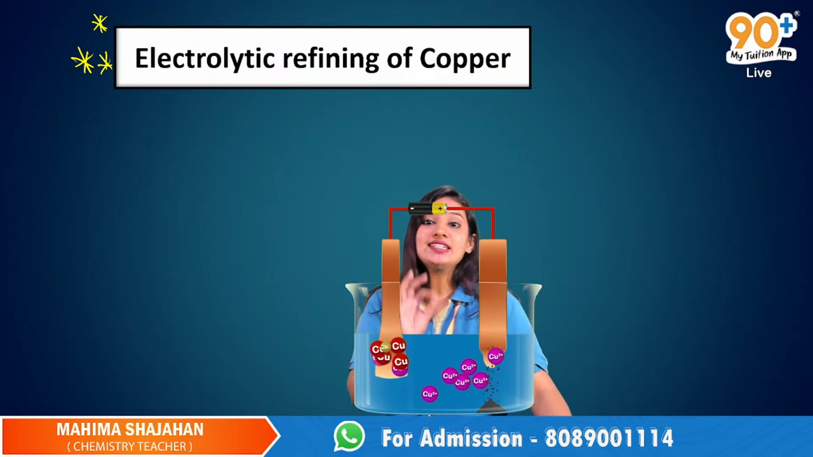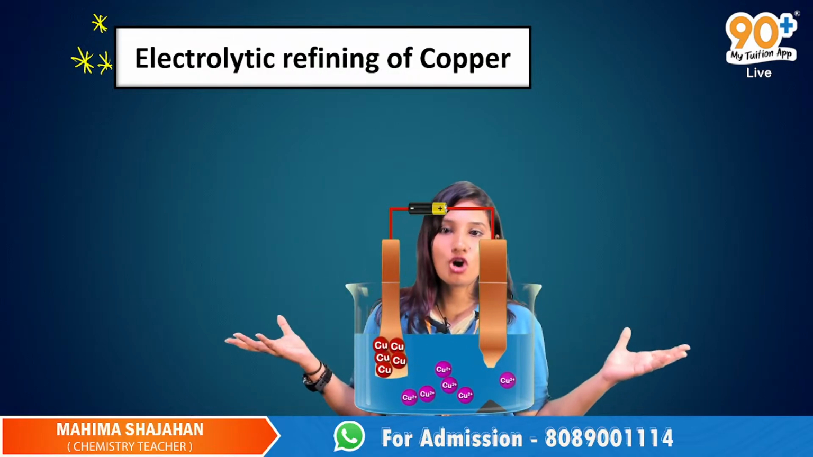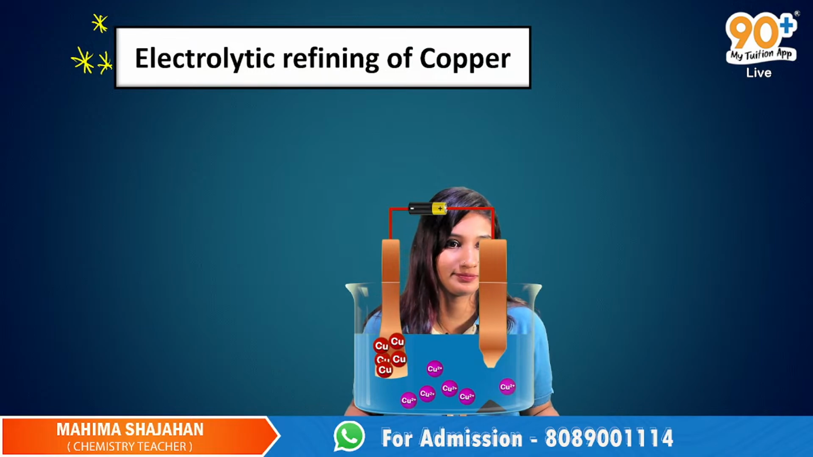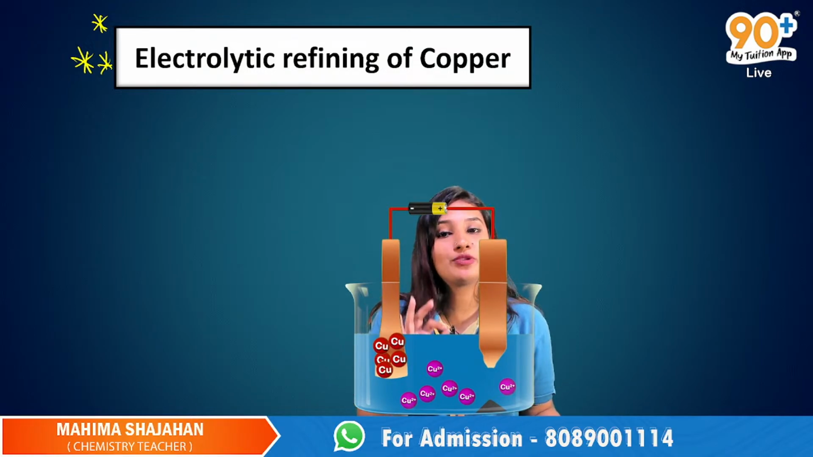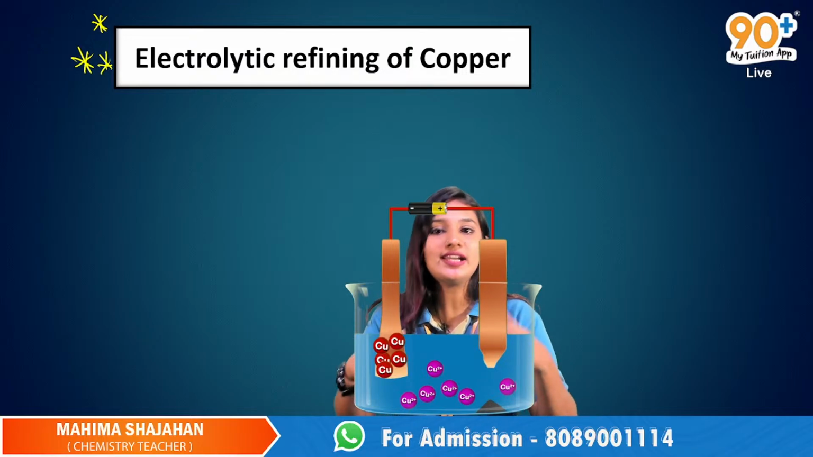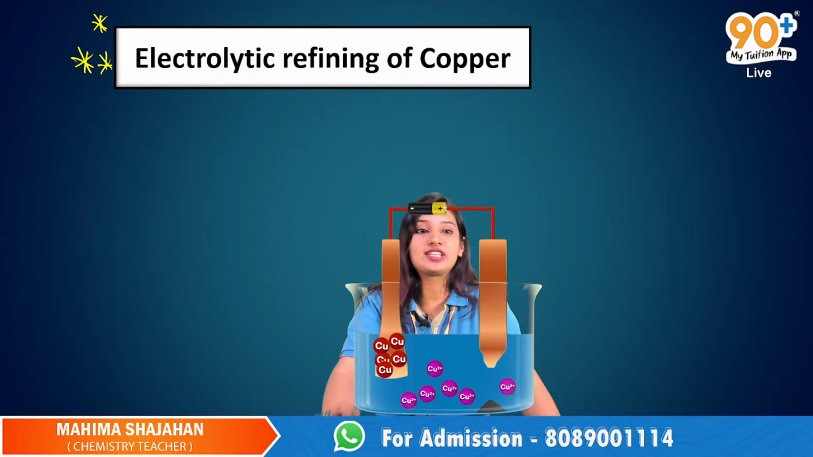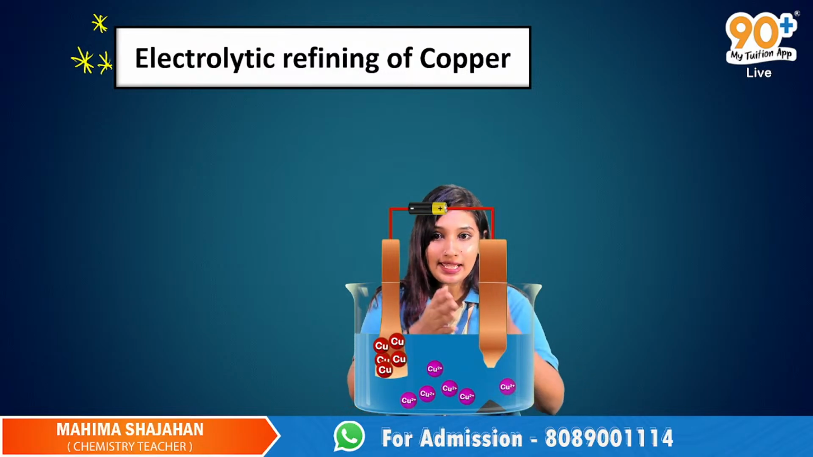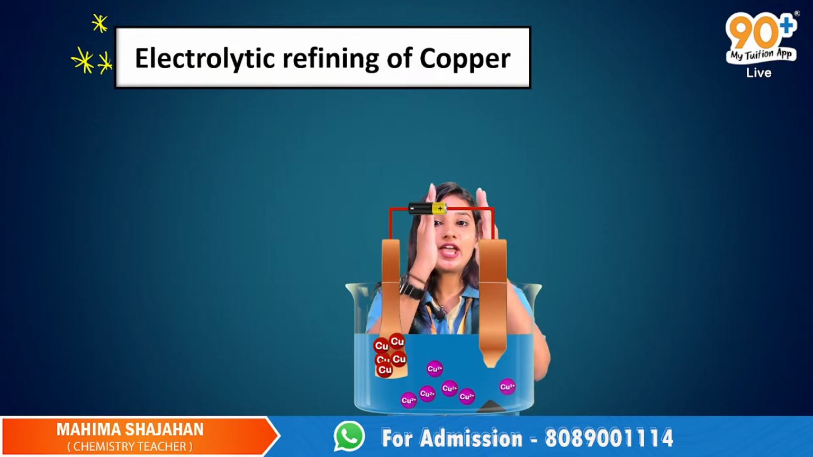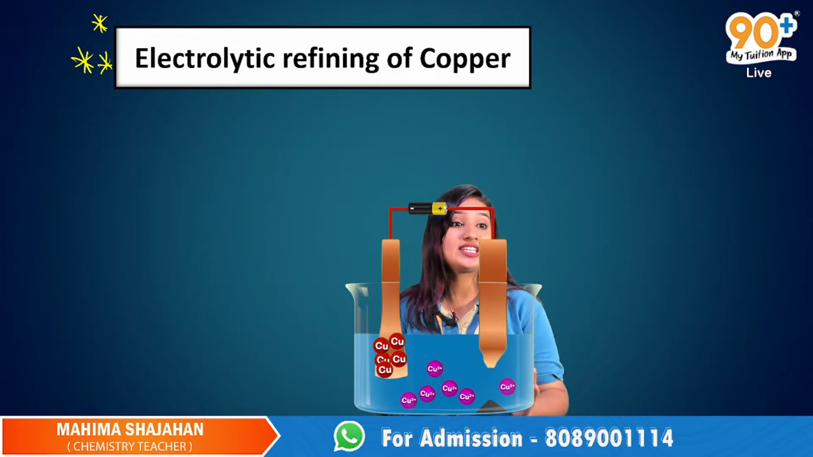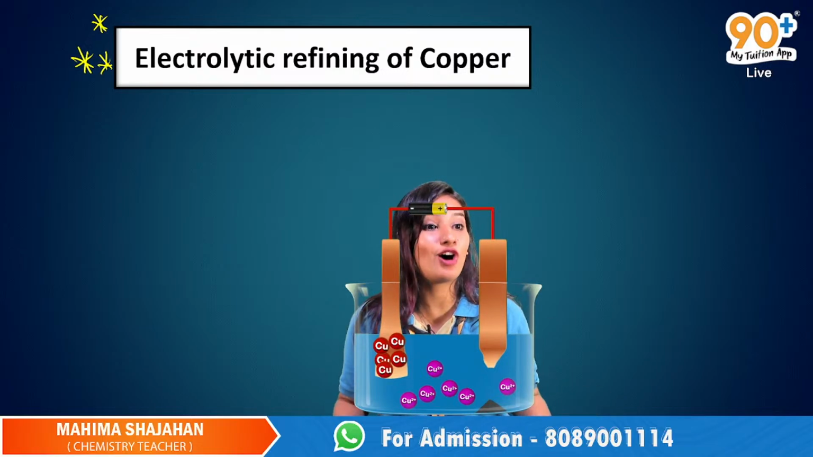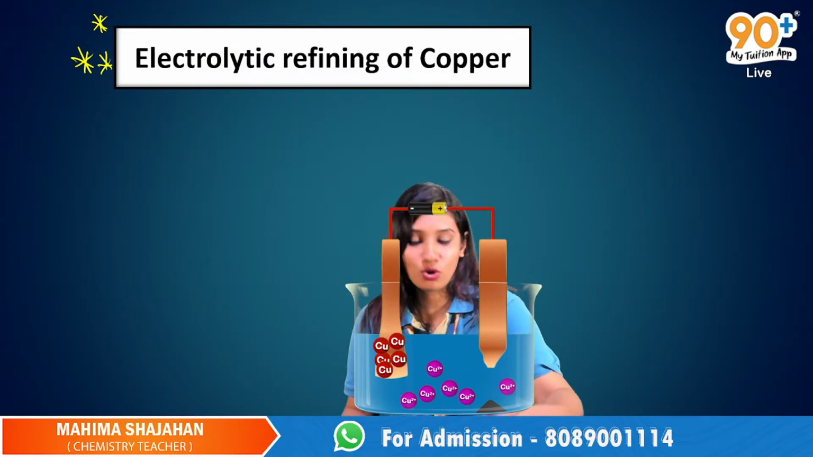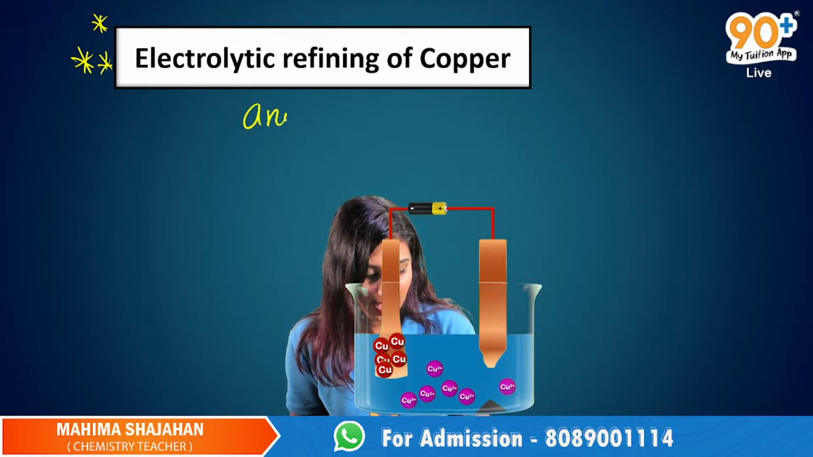Now, the impurities. We have a lot of impurities present here. Some of the impurities are soluble and some of them are insoluble. The soluble impurities will get dissolved in the electrolyte. Now, there are some insoluble impurities present. The insoluble impurities will settle at the bottom, below the anode. The impurities which are not soluble are called anode mud. What do we call these insoluble impurities? Anode mud. Okay, this is called anode mud.